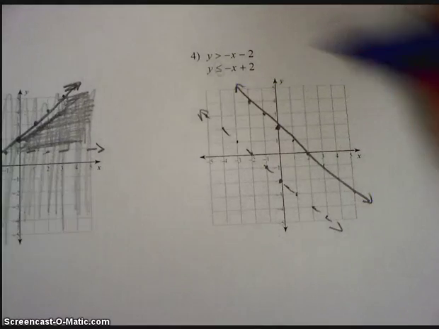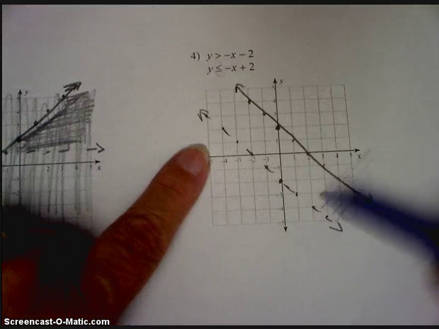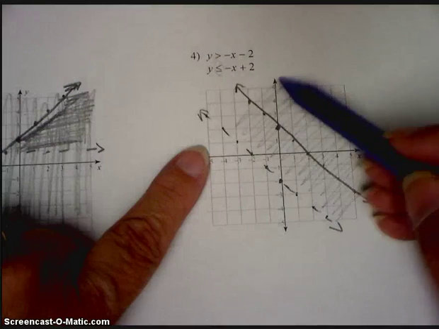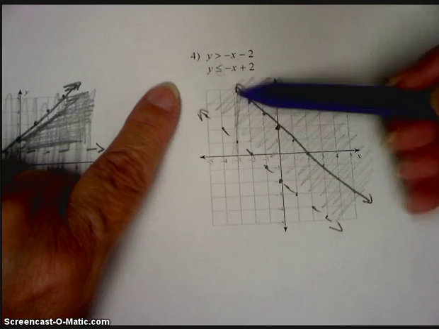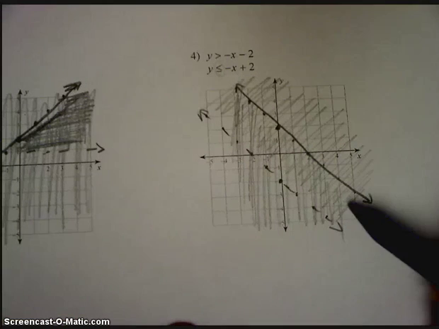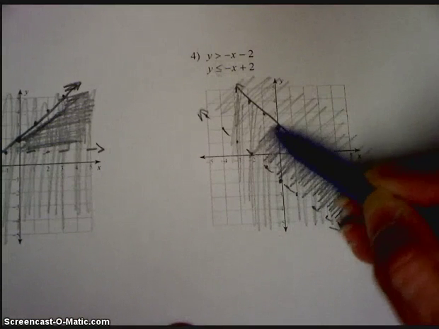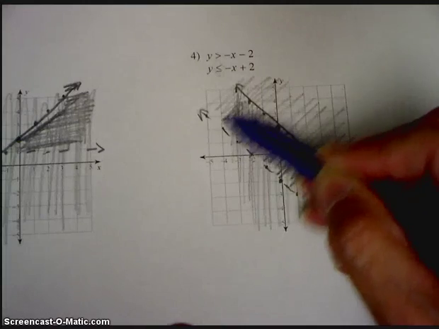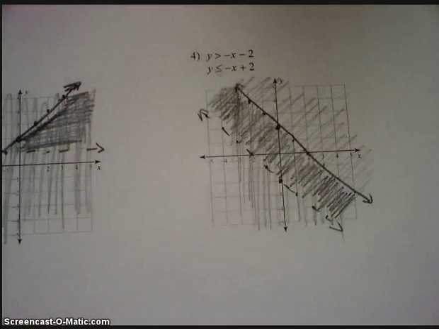Alright, so let's go back to the first one. This one says y is greater than this, so I'm going to shade above this line. And this one tells me that y is less than this one, so I shade beneath this line. My intersection is going to be in between the two lines. So I would shade that a little bit darker. This area in between these two lines is the intersection. Alright, so if you have any more questions on solving systems of inequalities, please see me in class.